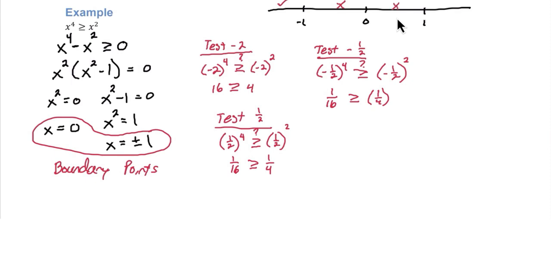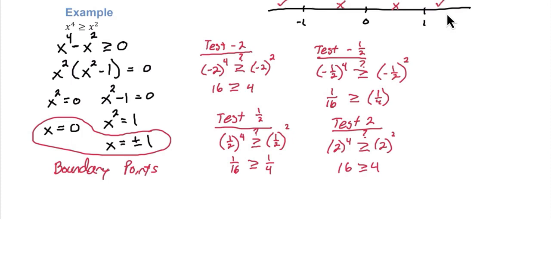And finally, we'll test a number in the fourth interval. For example, we can test 2. So we have 2 to the 4th. We're asking, is that greater than or equal to 2 squared? 16 is greater than or equal to 4. That's a true statement, so we're going to make a mental note that that interval is good.